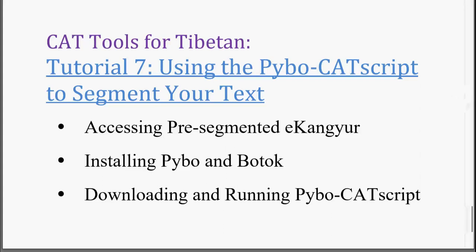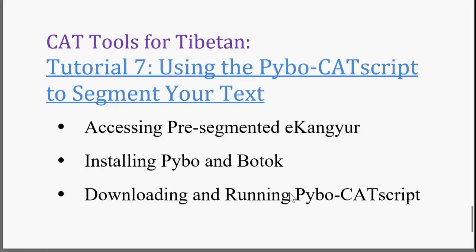I'm going to show you an alternate method for segmenting your Tibetan source text. This time we're going to use a Tibetan word tokenizer and then run a Python script that will pre-segment the text for us.